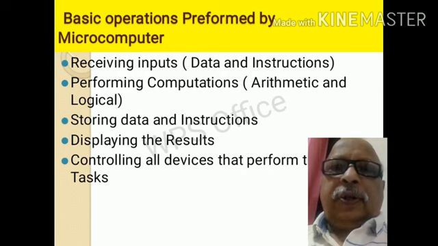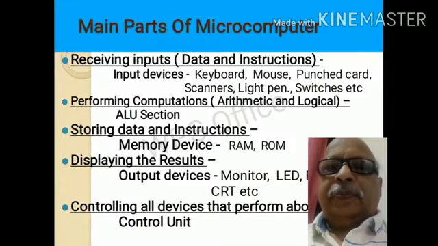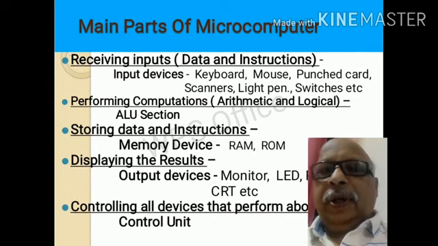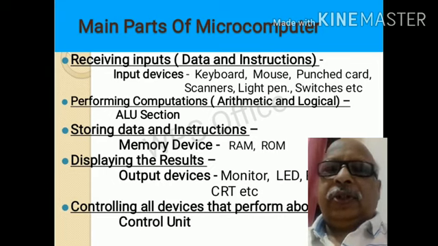So first, what are the main parts of the computer? It first receives the input. Input is nothing but the data and instructions. It receives the input through the input devices. So what are the different input devices? Input devices are keyboard, mouse, punch card, scanners, light pen, switches, etc.